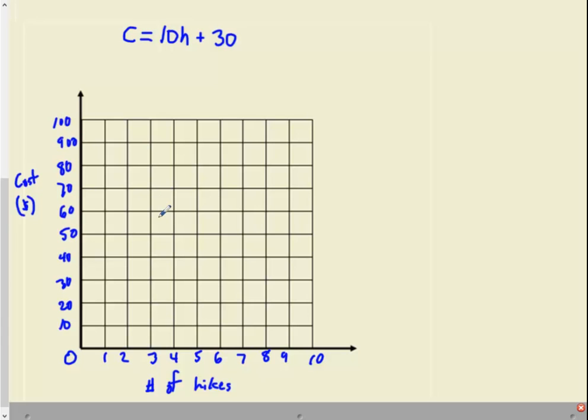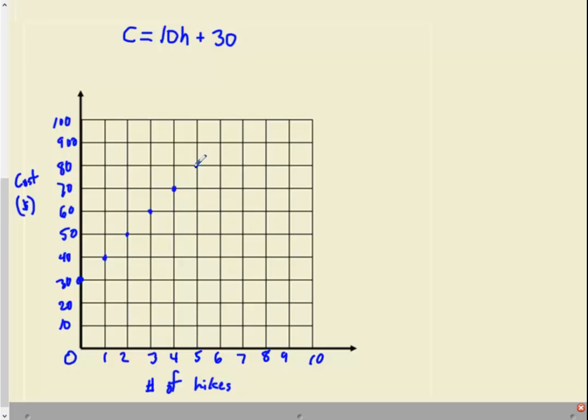So we know that it costs $30 just to join, so there's our y-intercept. And our rate of change, in other words, the slope is 10. So as we go up $10, we get to take one more hike. Or if you wanted to look at it this way, to go on 2 hikes would cost us $50 and then $60, and we keep going up by 10.